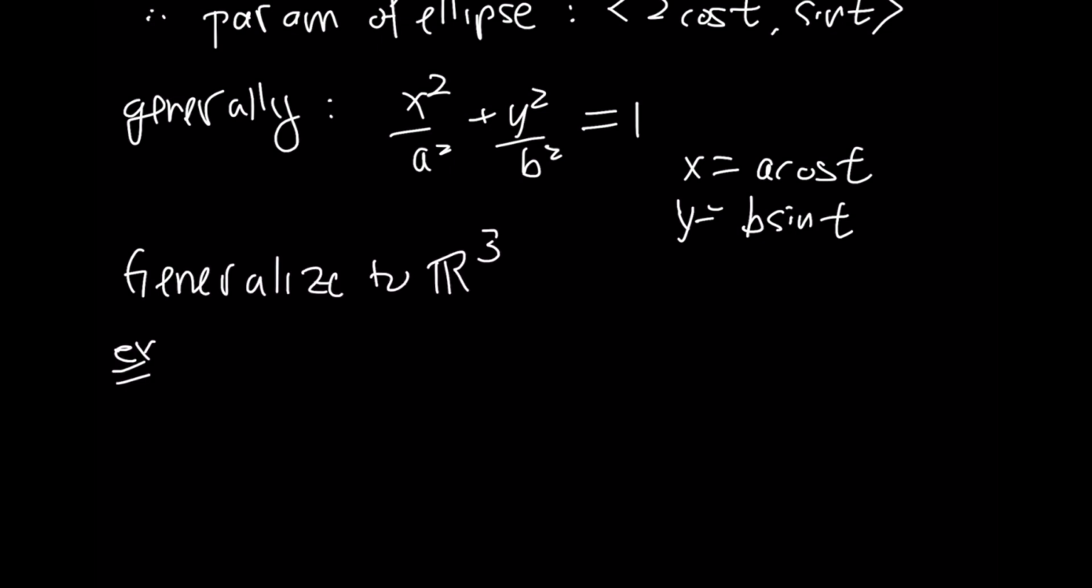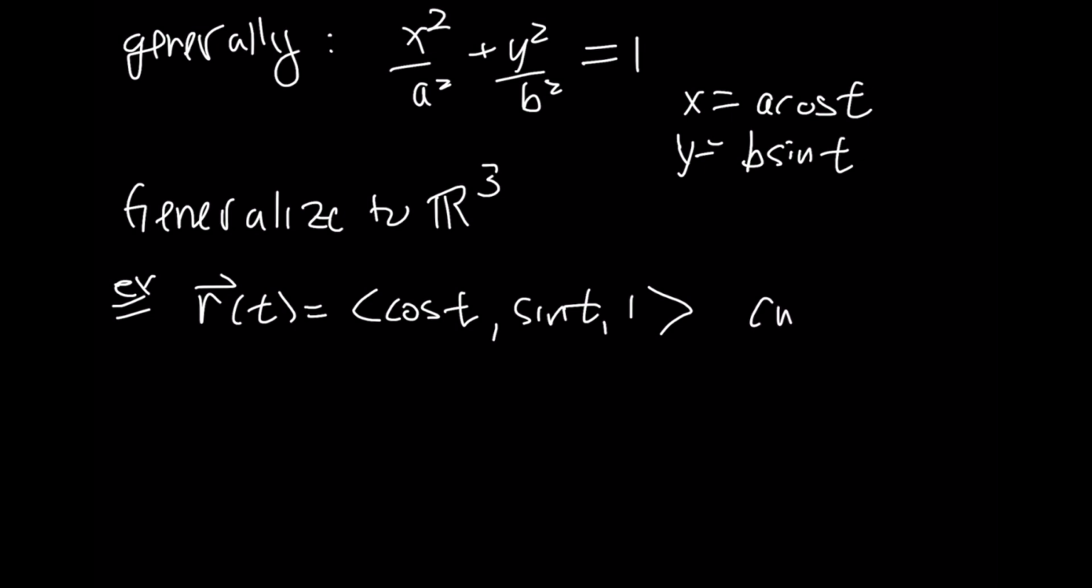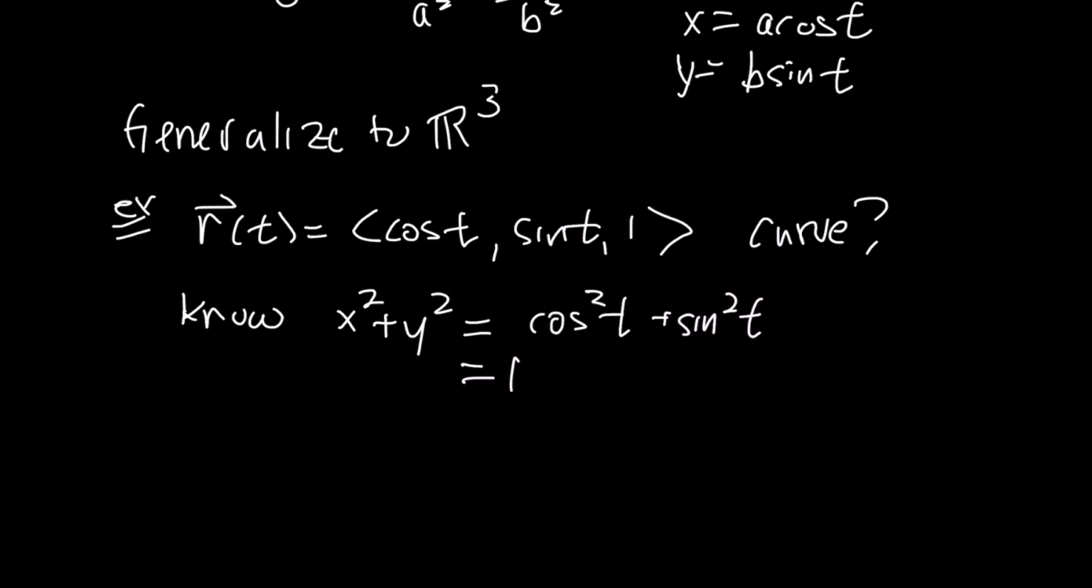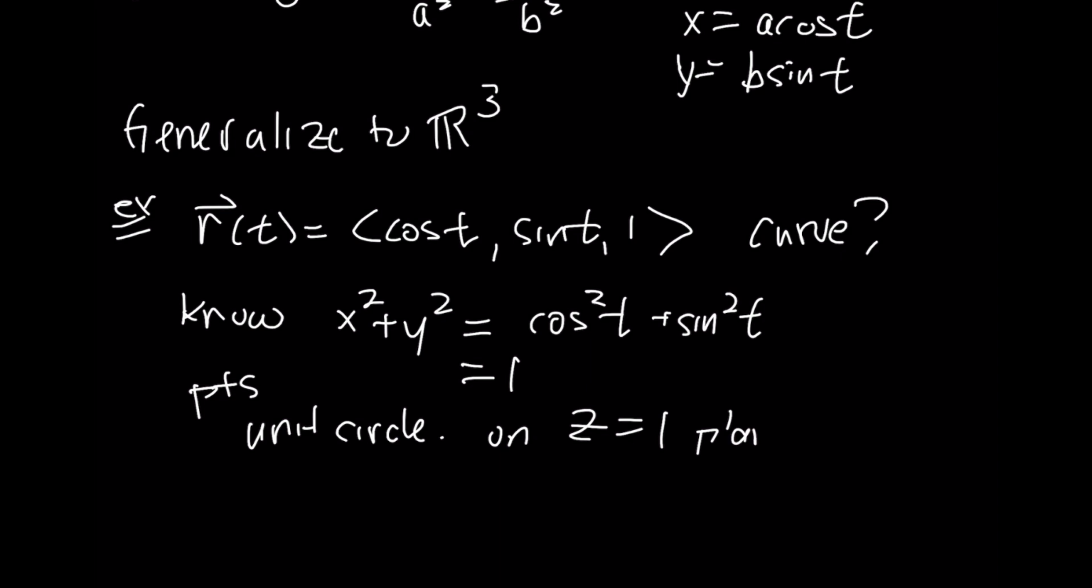Now, as an example, we've already talked about a unit circle in R2. So now if I'm in R3 and I give you cosine of t, sine of t, and 1, what curve does this describe? Well, I know if I take the x component and the y component squared, I'll get cos squared t plus sine squared t, and that equals 1. So this satisfies points on the unit circle.